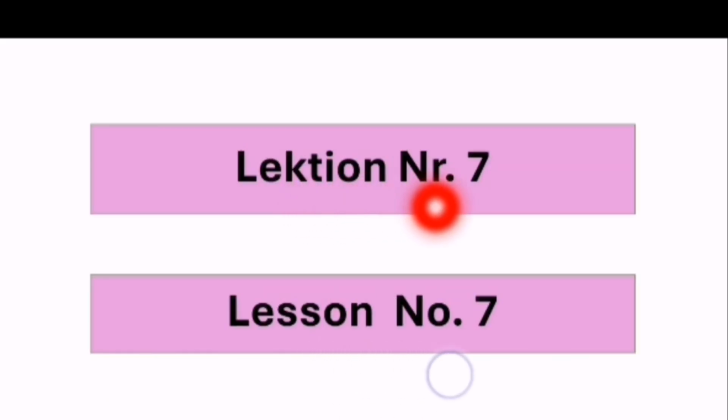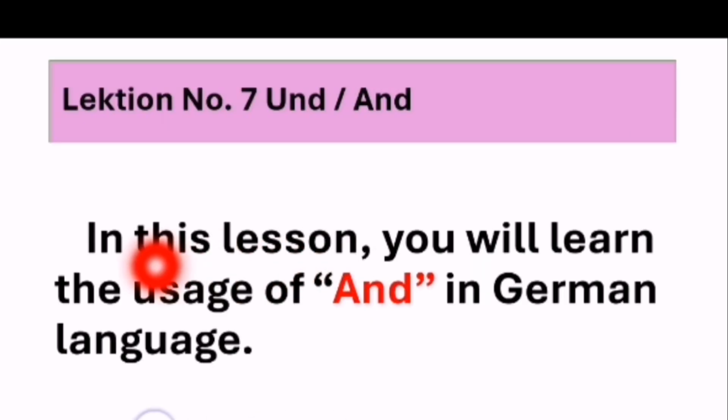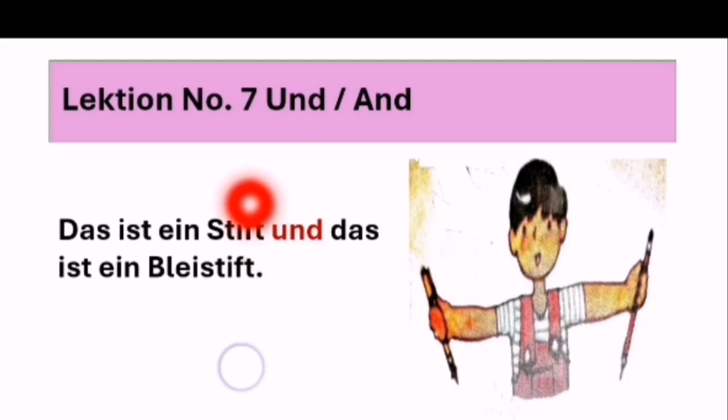And this is Lektion Nummer 7, lesson number 7. So, in this lesson, you will learn the usage of and in German language. So, let's come straight to the lesson. Lektion Nummer 7: und, or you can say and in English, und in German.